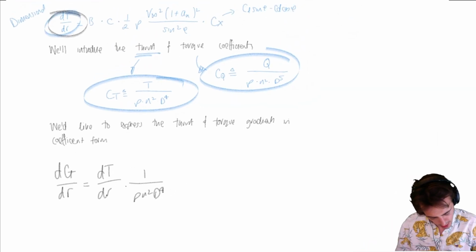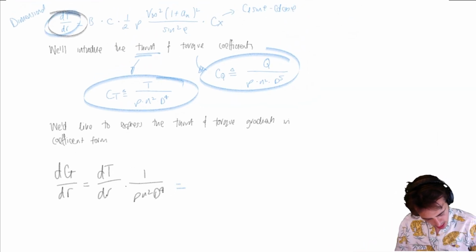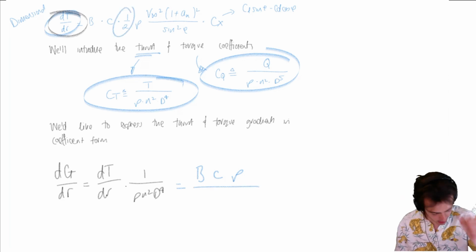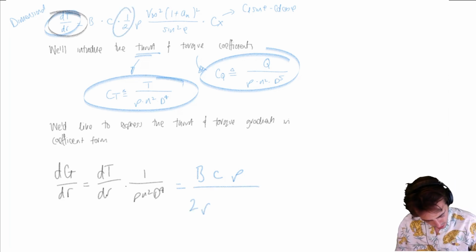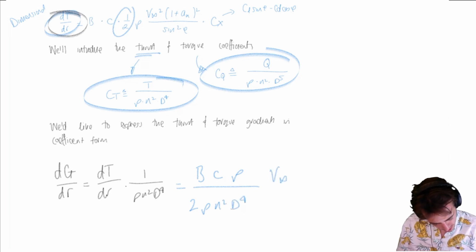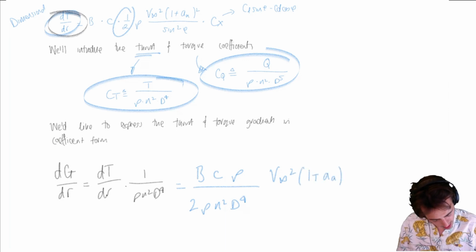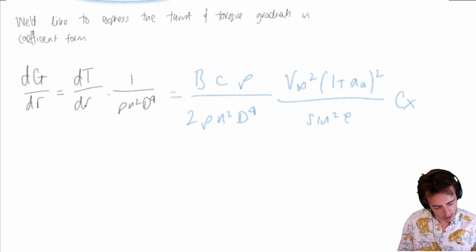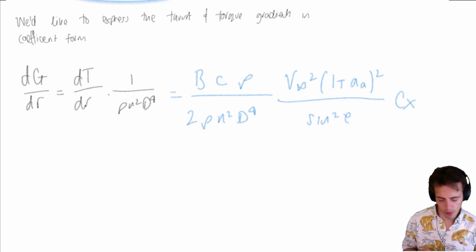Okay, so let's do that whole thing. Let's say that's B c rho, and I'm going to take the half here, put it down to the bottom. So I'm going to have a half rho n squared D to the 4. I've then got V infinity squared, 1 plus my axial induction factor, sine squared phi, Cx. Now I think I've got everything there. So this is my thrust gradient in non-dimensional form.